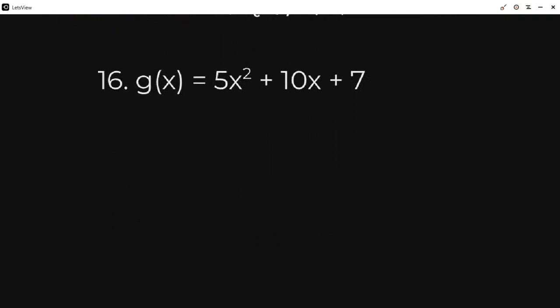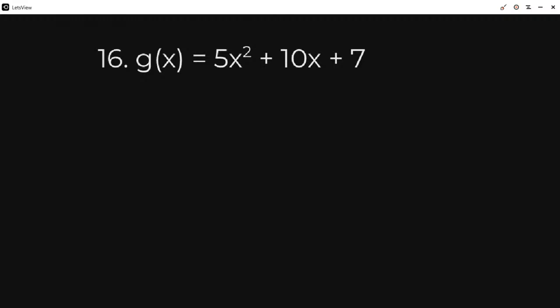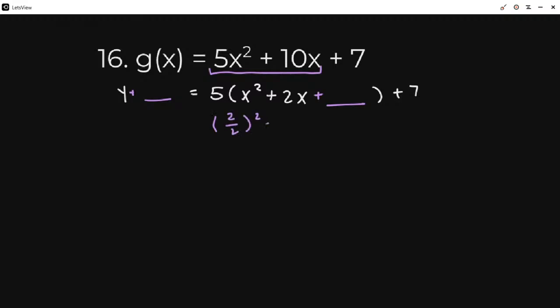Okay, last one. So we have g of x equals 5x squared plus 10x plus 7. So I'm just going to rewrite g of x as y again. And then we're going to add a number here. So we will want to factor out a 5 from the first two terms. So that'll be x squared plus 2x, and then plus something, plus 7. So that's going to be 2 over 2 squared, which is 1 squared, which is 1. So we're going to add 1 here, but we're really adding 1 times 5, which is 5.